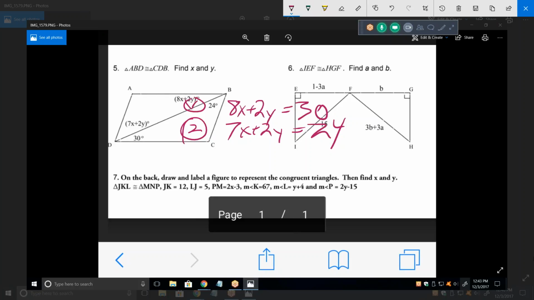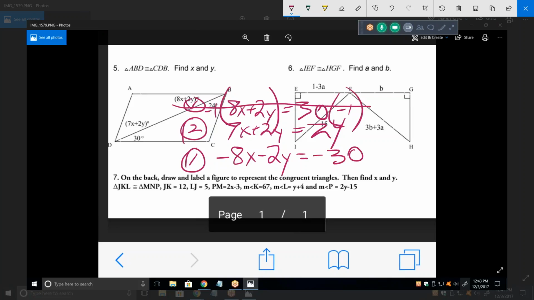So I'm going to multiply that by -1. I have to multiply the right side by -1 also. So what is my new equation 1? Negative 8x minus 2y equals -30. Okay. Now cross out that one because we've got a new one here we want to use.